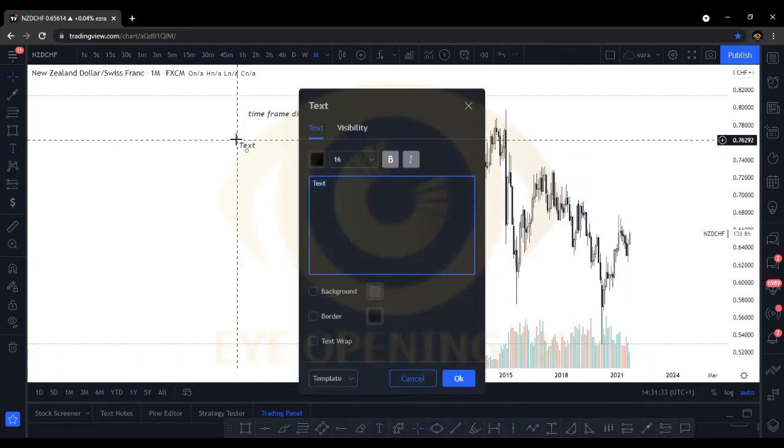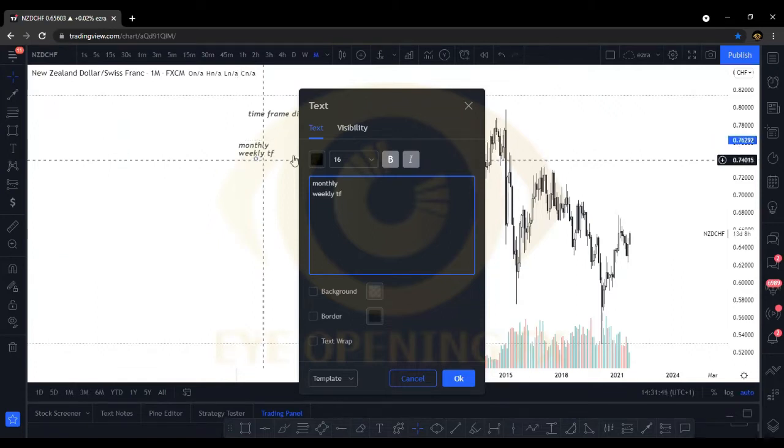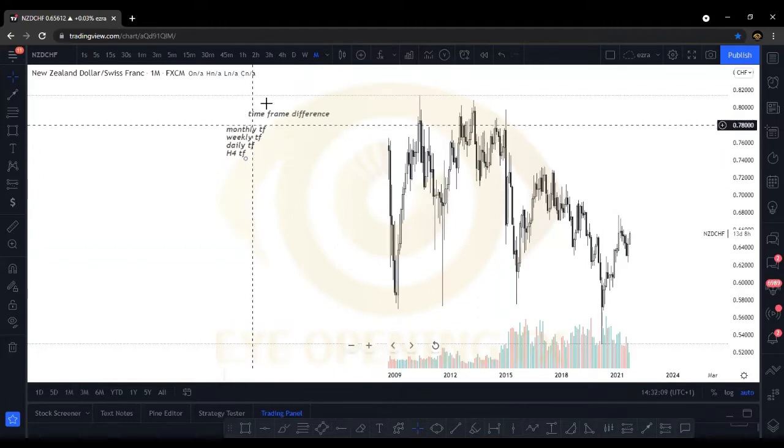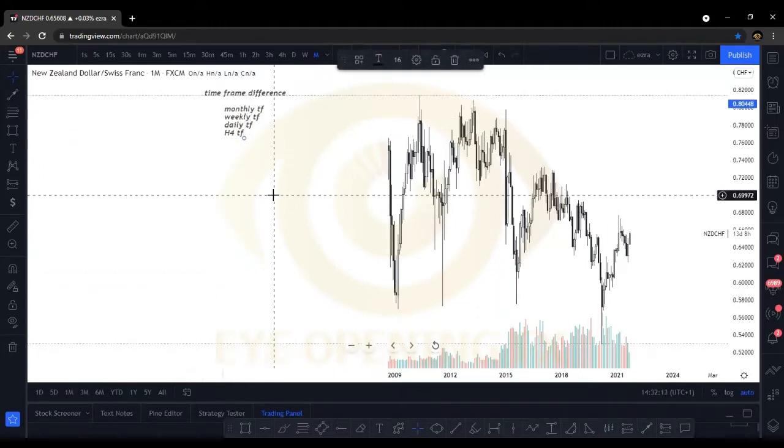So we have the monthly time frame, our weekly time frame, our daily time frame, and our H4 time frame. So these are the major time frames we use, either as a scalper, as a swing trader, or any type of trader you are. These are the time frames we use in following structure.